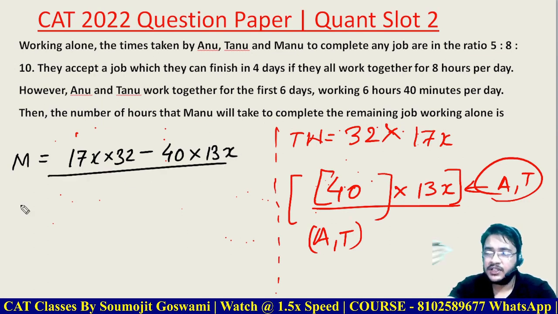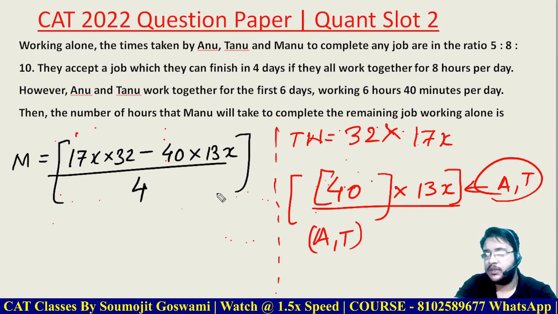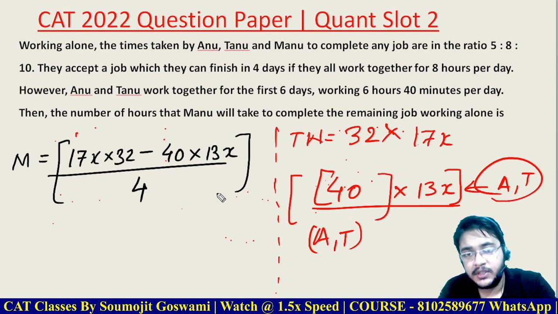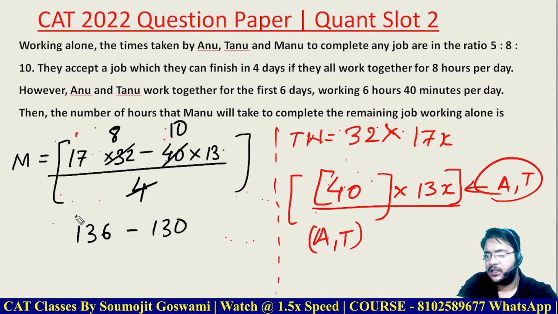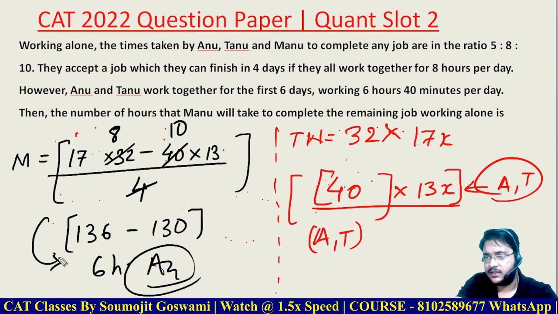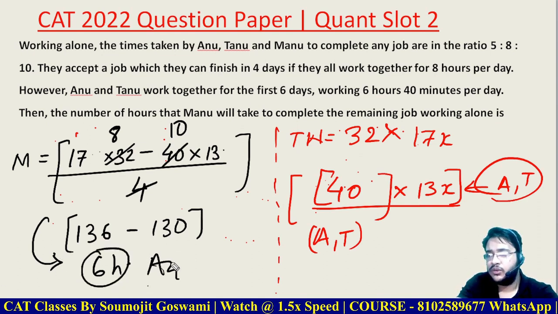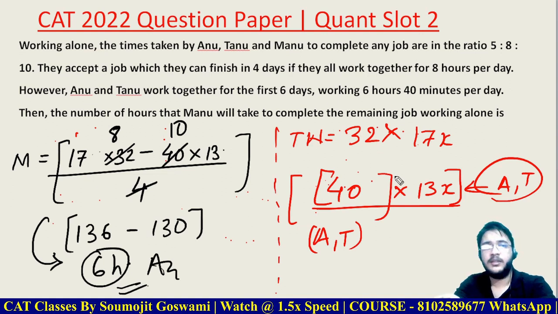and please remember the efficiency of Manu will come into the denominator. This will give me the number of hours, because total work divided by efficiency gives the number of hours. Now you can eliminate the x at this point. You don't have to actually calculate 17 into 32. What you can do smartly is just cut them like this. So 17 into 32 is 544, and 40 into 13 is 520. The difference is 24, and 24 by 4 comes out to be 6 hours, and that is your answer. So Manu will take 6 hours to complete the remaining job.